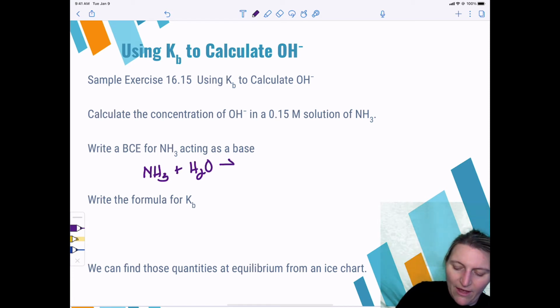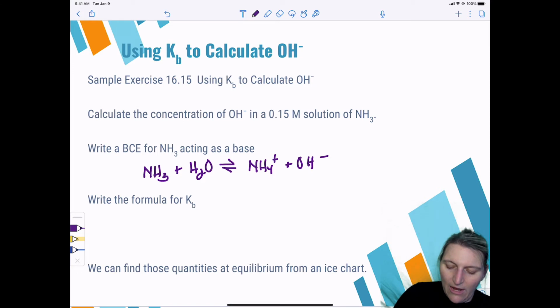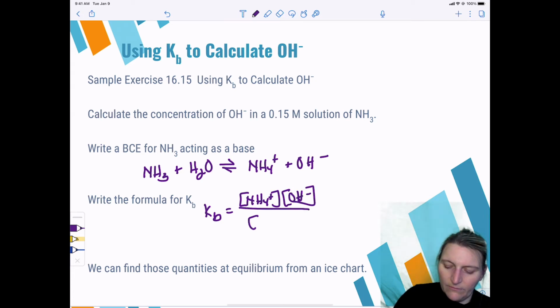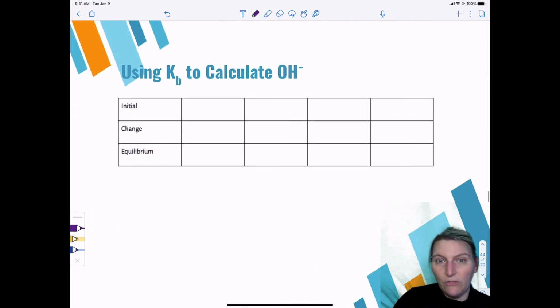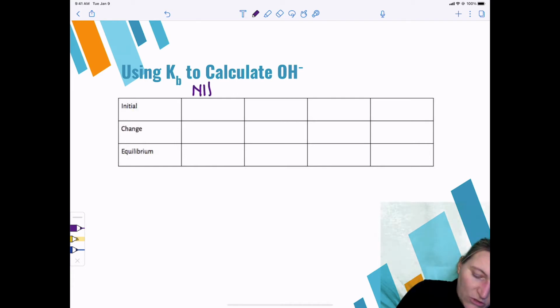So grabbing a hydrogen off of water will leave NH4 plus and OH minus. And of course the KB for this is the concentration of the products over reactants. Coefficients become exponents. And we put all those in an ICE chart, and we're able to hopefully find the concentration of the OH minus at equilibrium. So here's our NH3.